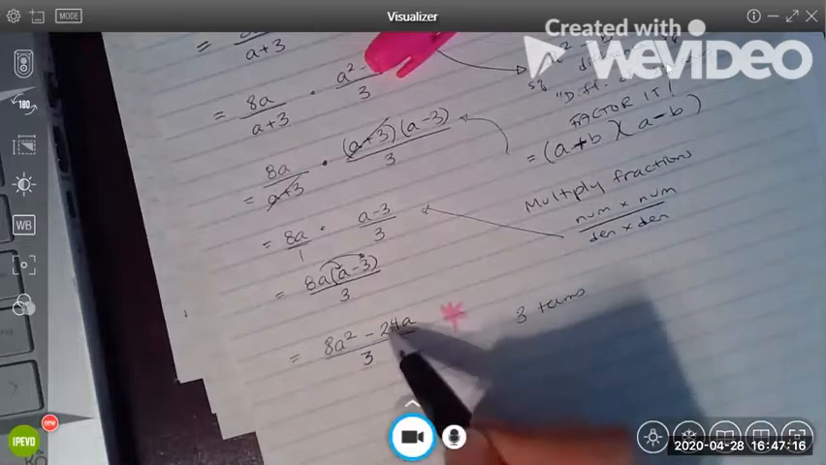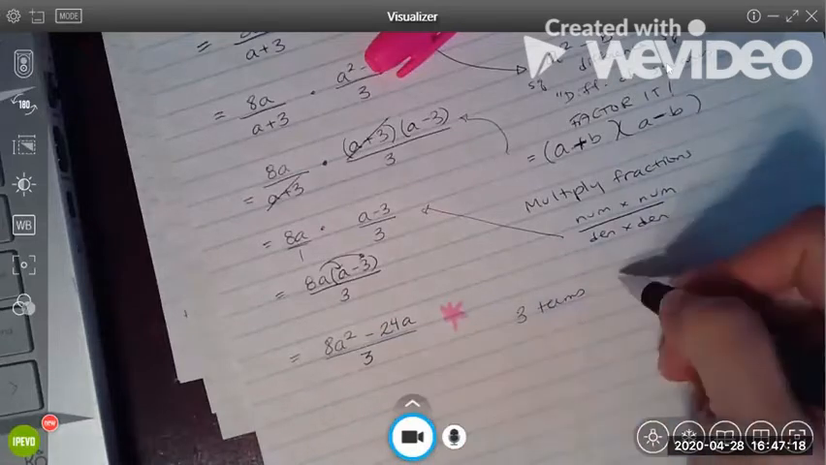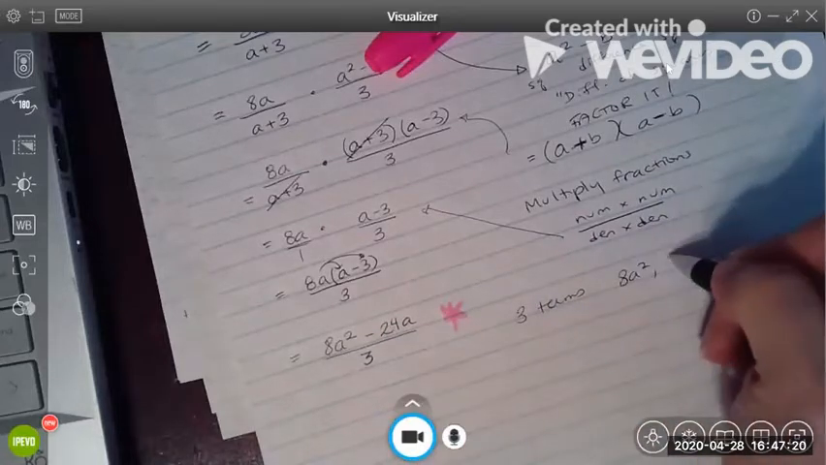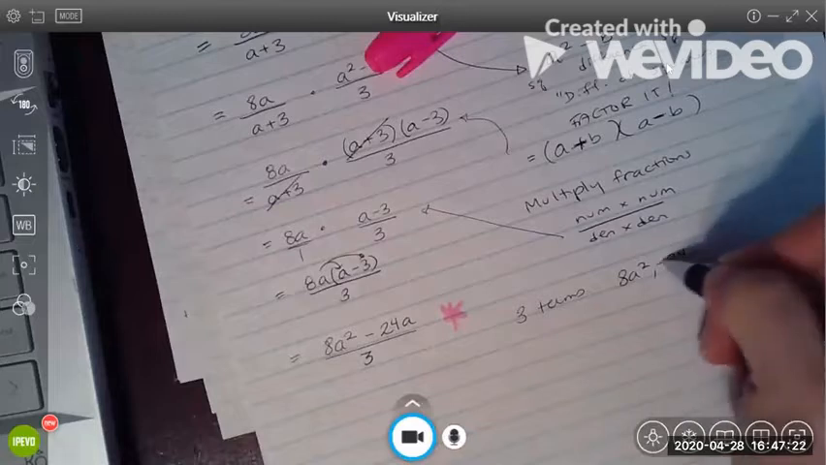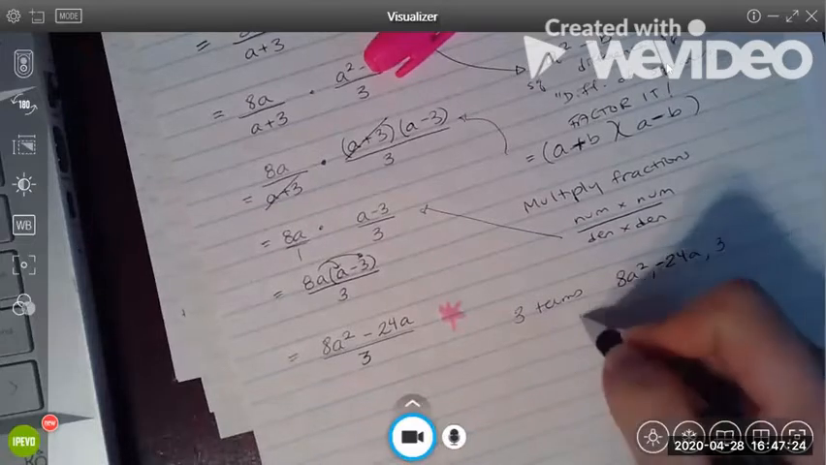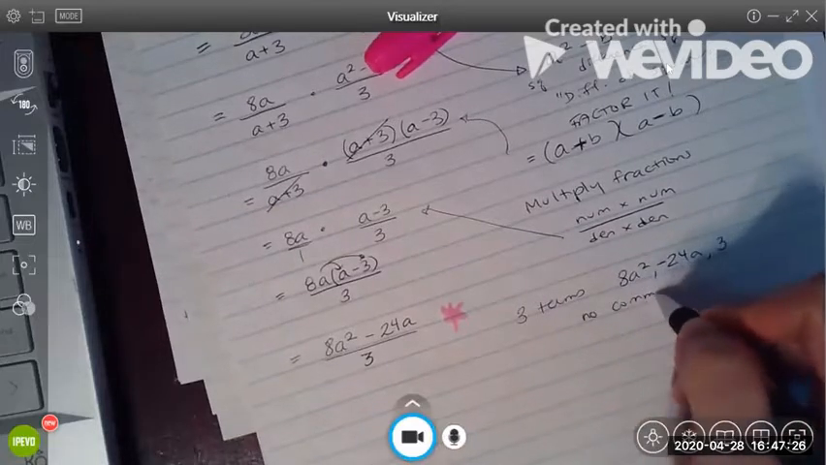So in this case, the 3 terms, the 8a squared, the negative 24a, and the 3 don't have a common factor. So I cannot reduce.